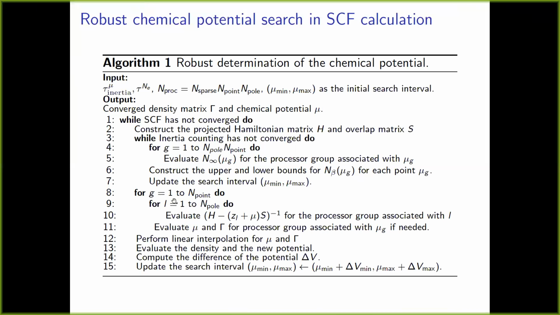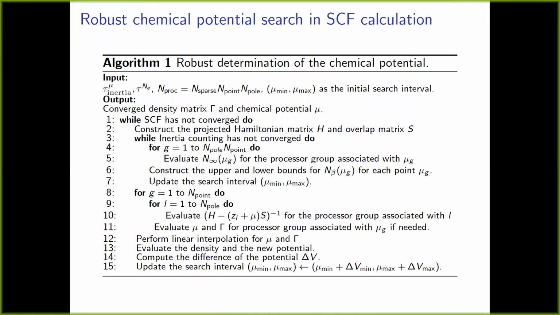For the fun level, we will do n points of PEXSI at the same time. And for each of these PEXSI evaluations, for all the poles, we will do a selected inversion and LU factorization. And then we will evaluate the mu, and also perform the linear interpolation for the chemical potential and the density matrix. At the end of the SCF, we need to update the search interval with the difference of the potential, delta V.